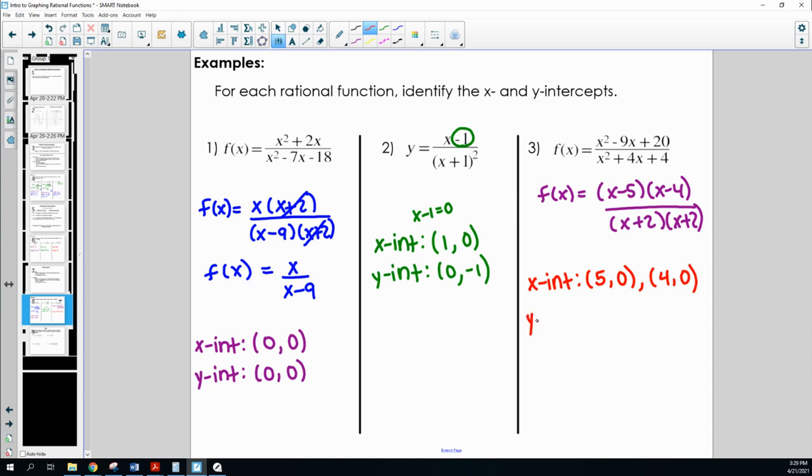For the y-intercept, we again can plug in 0 for x. So we can either plug it into the simplified one or the original. The original might be a little bit easier. If you plug in 0 for x, all of these are going to be 0. So that's why we say that the shortcut is to look at just the constant terms. So 20 over 4 is going to give us 5. Remember that the x value of a y-intercept will always be 0. And then 20 divided by 4, we said was 5. So our y-intercept would be 0, 5.